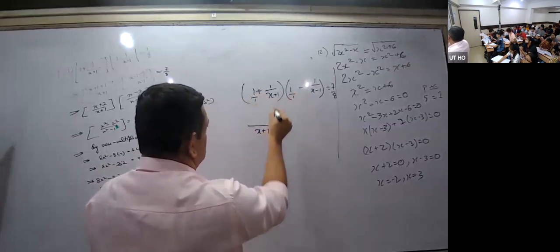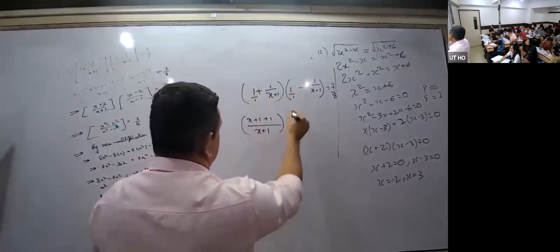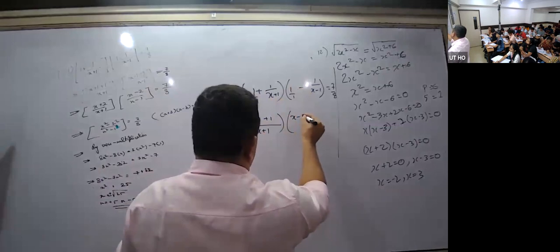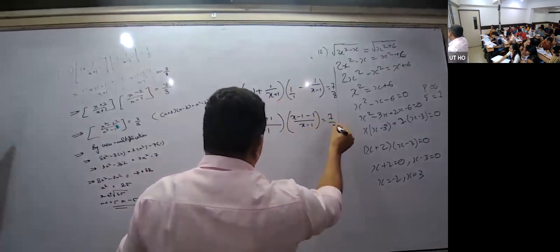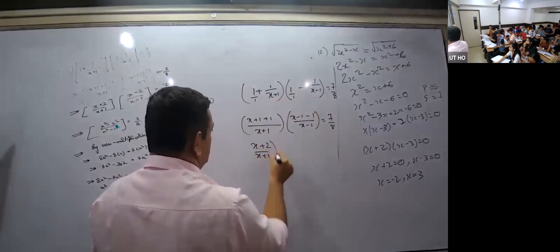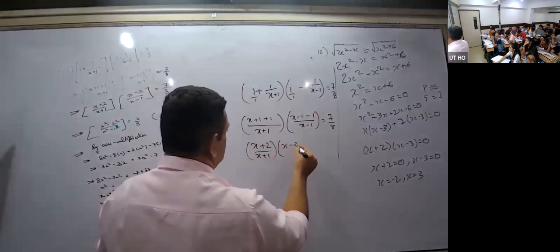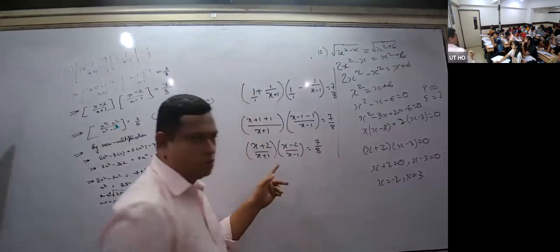1 into x plus 1 is x plus 1, plus 1 times 1 into x minus 1, upon x minus 1, equal to 7 by 8. This is the same as x plus 2 upon x plus 1 times x minus 2 upon x minus 1 is equal to... Is there anyone having a doubt to do this one?